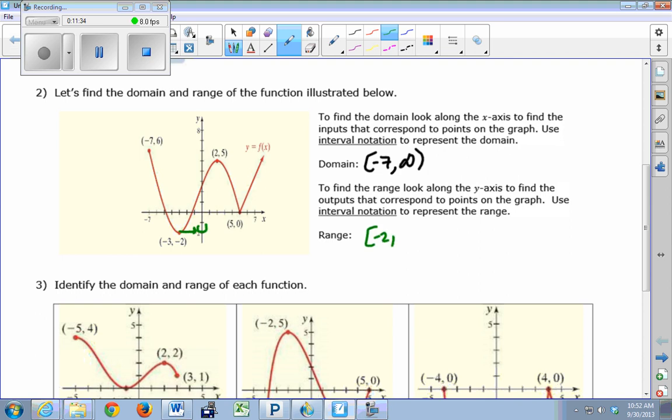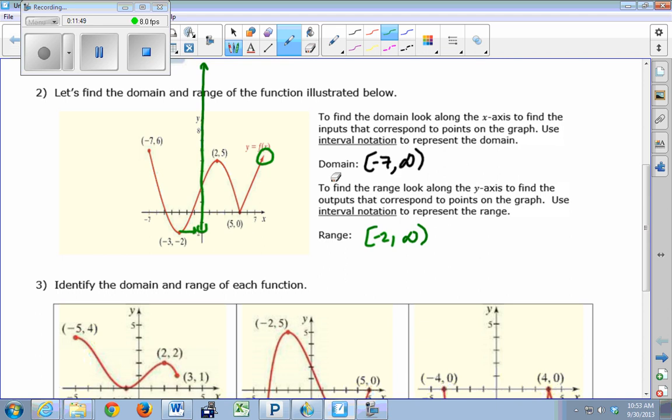And then I'm going to go up, up, up, up, up, up, up. Do I keep going up forever and ever? Yep, because of this part over here. This continues to go up. So -2 to infinity would be my range.